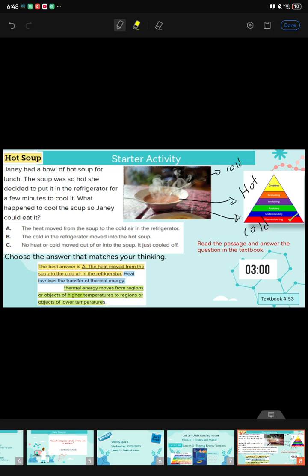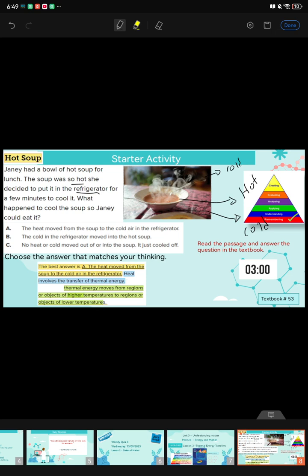So the soup was so hot, from the question, so she decided to put it in the refrigerator for a few minutes to cool it. What happened to cool? So the correct answer is the heat moved from the soup to the cold air.